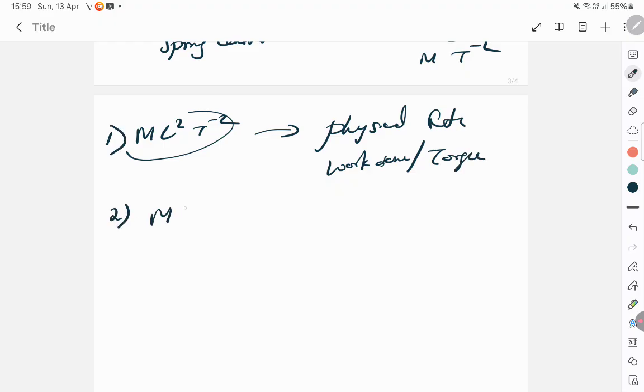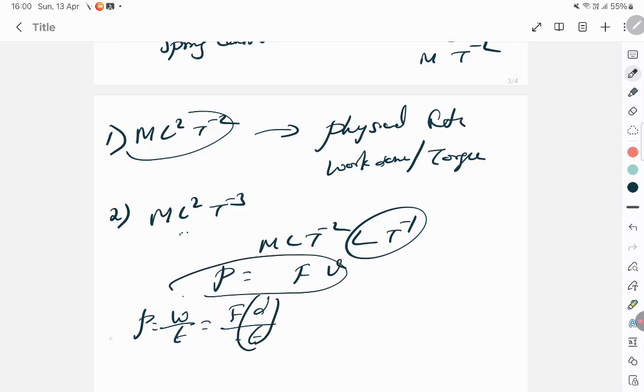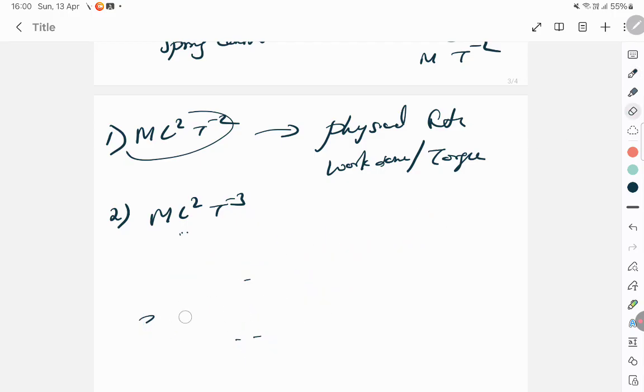Second question is ML square T to the power minus 3. You have to identify what this physical quantity is. I know only force, okay? Or I know work done, that's all I know. So MLT to the power minus 2, and additionally here is another L and another T to the power minus 1, which is velocity, which is nothing but force into velocity, which is nothing but power. You know power is the rate at which work is done, but work done is force into displacement by time. So force into velocity is also power. Therefore this dimensional formula is for power. Are you clear? So this physical quantity is nothing but power.